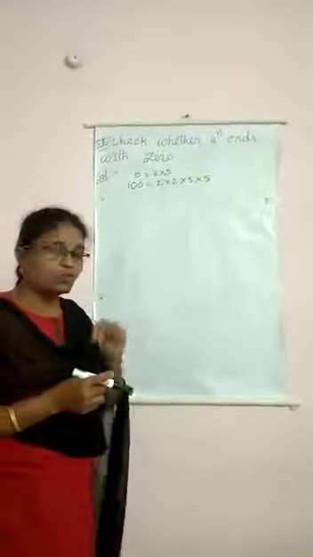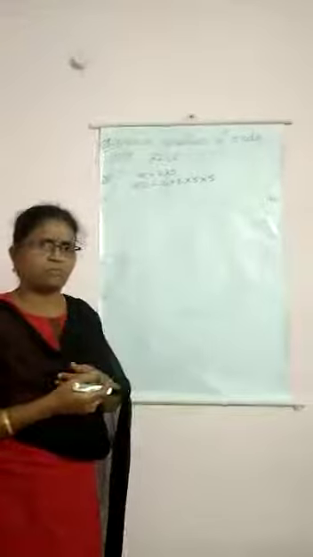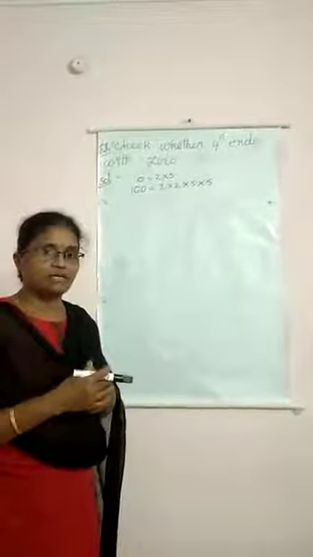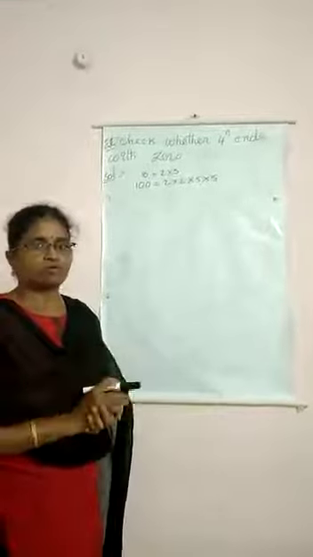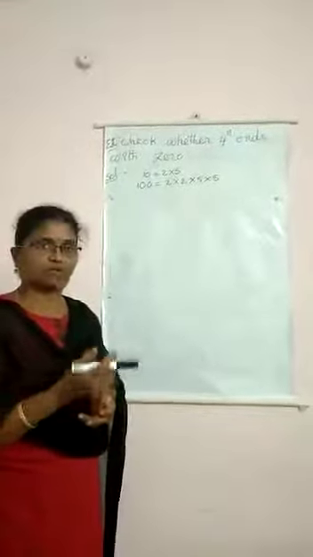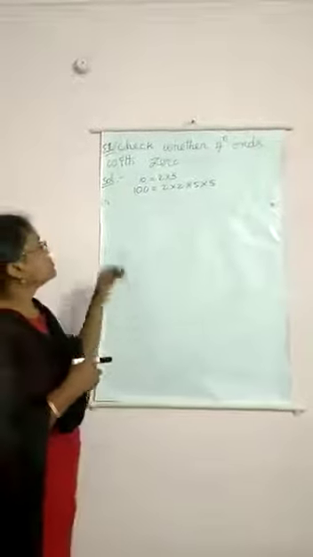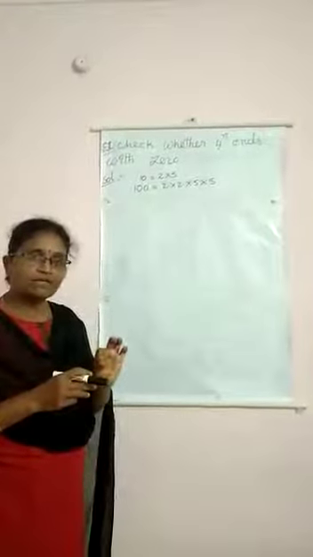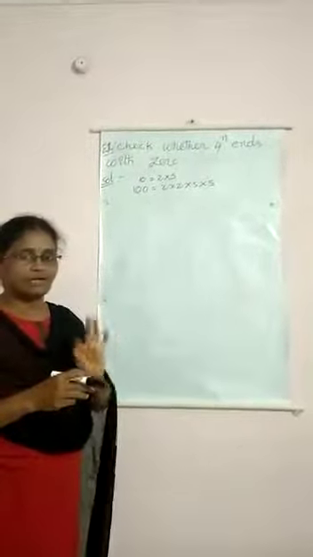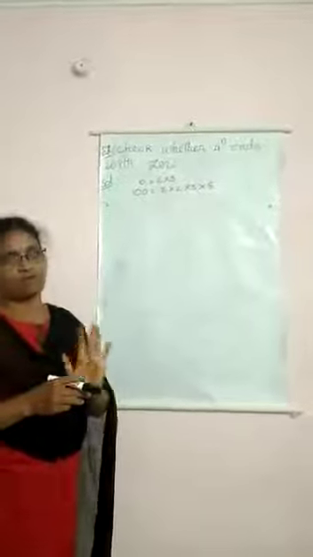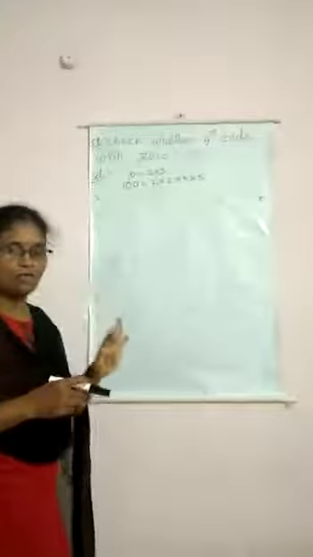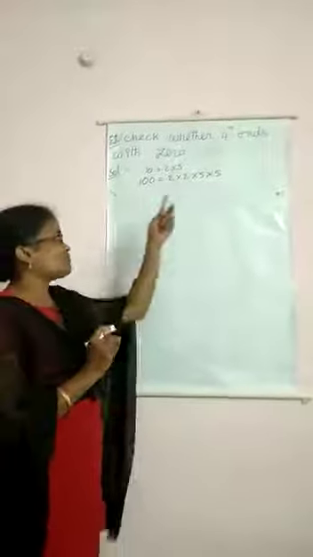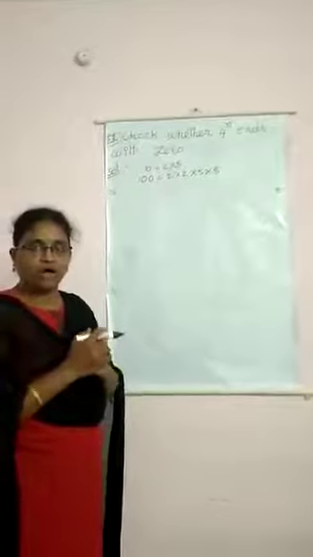That means 2 powers and 5 powers. Powers means 2 power 1, 2 power 2, 2 power 3, or 5 power 1, 5 power 2, 5 cube, 5 power 4, 5 power 5, in this way. So if a number ends with 0, then the prime factorization of that number should contain 2 powers and 5 powers: 2 power n and 5 power m. So you have to check whether 4 power n ends with 0 or not.